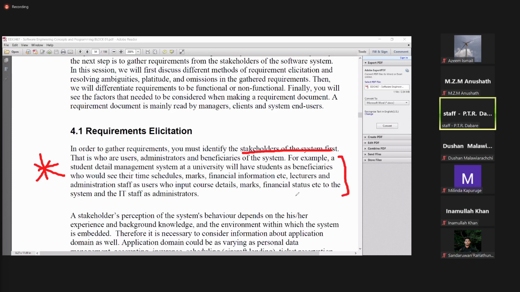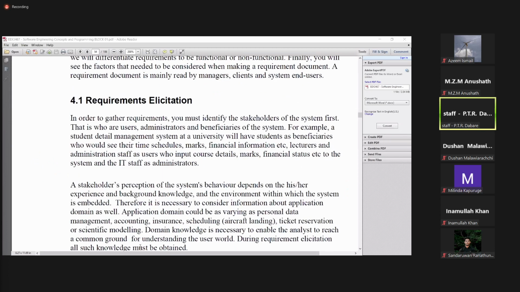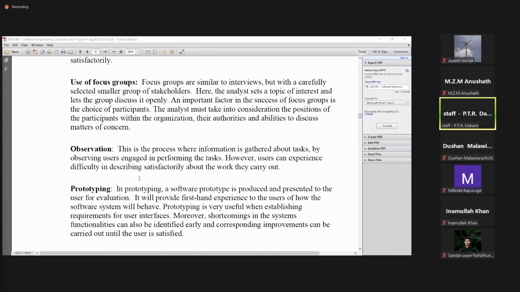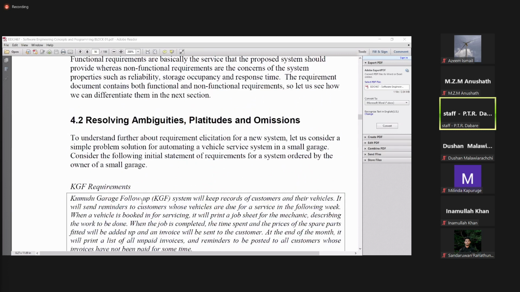For example, a student detail management system at a university will have the students as beneficiaries who would see their time schedules, marks, financial information, etc. Lecturers and administrative staff as users who input course details, marks, financial status, etc. to the system, and IT staff as administrators. So these are the people who are interested, isn't it? So when you're building your system, you have to think about the stakeholders of this system, right? So read this section to get a very clear idea.